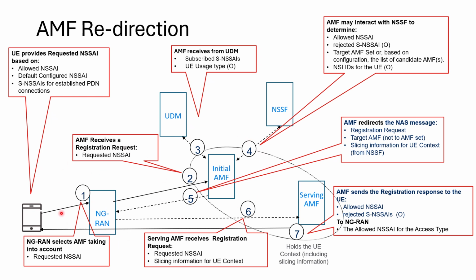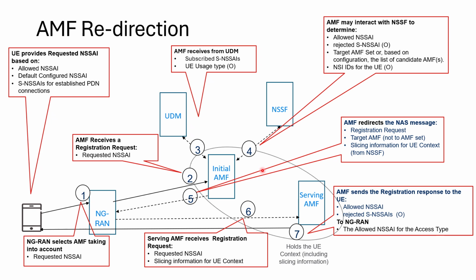So in step 1, the UE sends its registration request to the cell tower or gNB, and it includes the requested NSSAI, its list of slices, you can say. The gNB looks at the request, applies its local routing policy, and then selects the AMF. So here the gNB forwards the registration request to the initial AMF. The initial AMF is just a temporary landing zone, you can say.